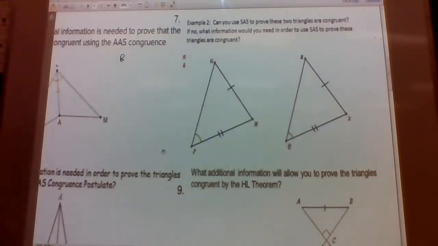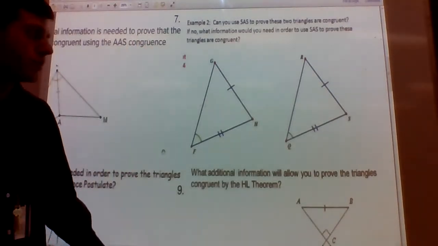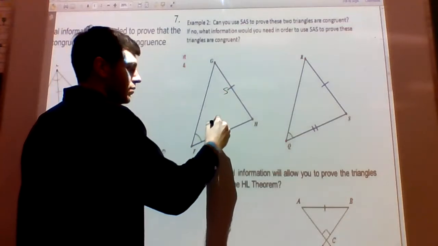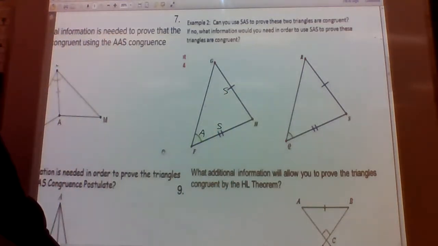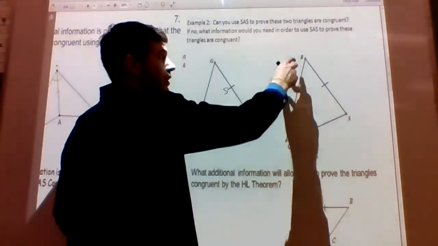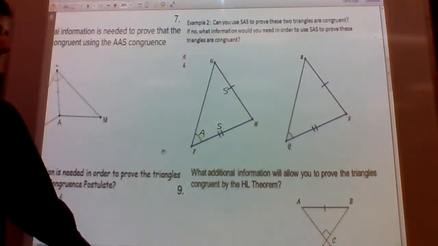Number 7, can we use the angle side postulate to prove these two triangles are congruent? So we have a side, and we have an angle. So we have all the necessary pieces, but are they in the right order that allows us to use this theorem, right? The side angle side postulate says we need two pair of congruent sides, two corresponding sides that are congruent, and an included angle. The included angle is the angle that is between them.